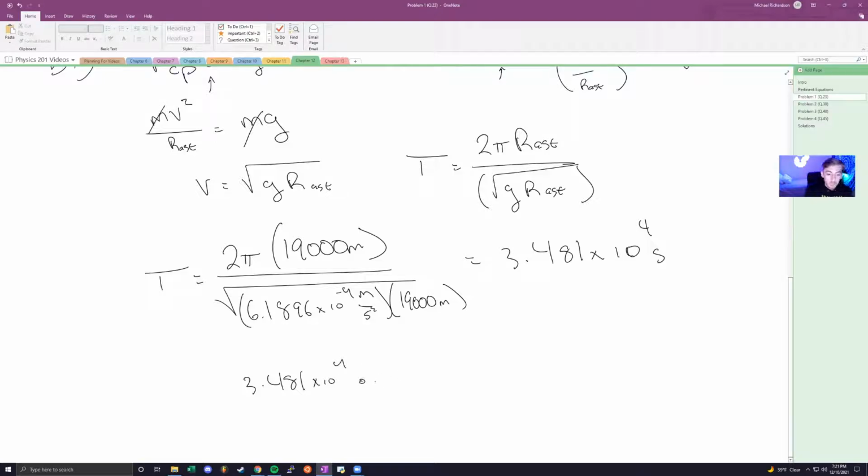And we're going to want to get hours. So there's 1 hour in 3,600 seconds. So we'll just divide that number by 3,600. And we get that it would take approximately 9.67 hours.